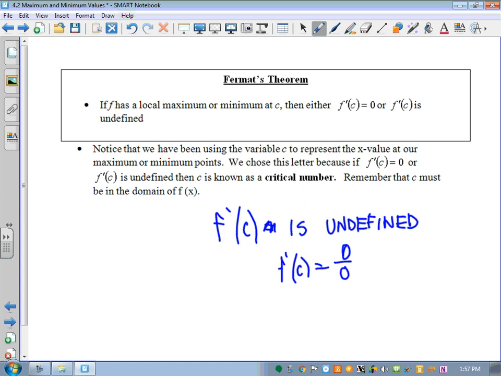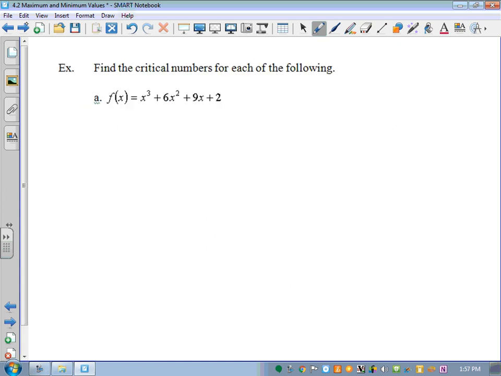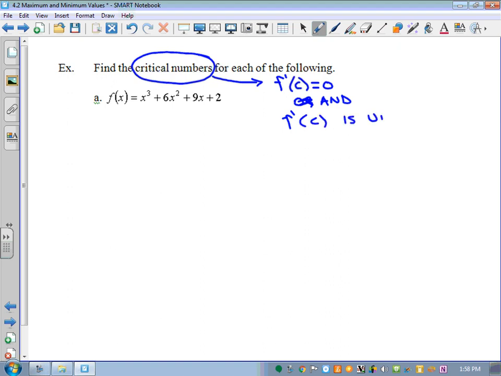So the remainder of the notes is doing a little bit of this. Basically, what we need to do is find out what c is. And the way that we find c is we identify them as critical numbers. And critical numbers, and this is part of that key terminology section in math, are when f prime of c is equal to 0, and maybe I should put and here, it's a little bit better, when f prime of c is undefined. Certainly the first one, f prime of c being equal to 0, will occur the most often.